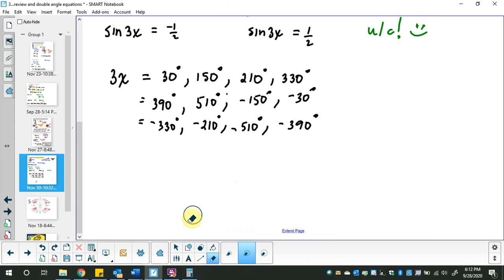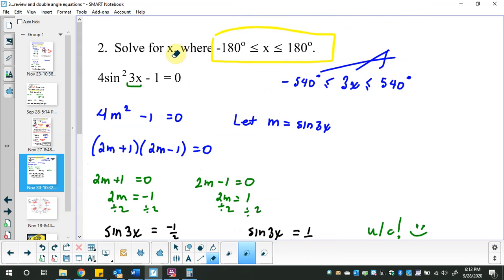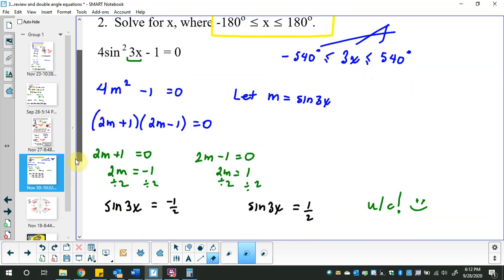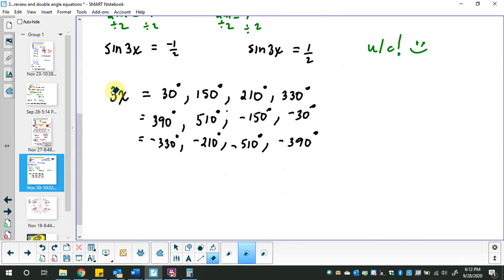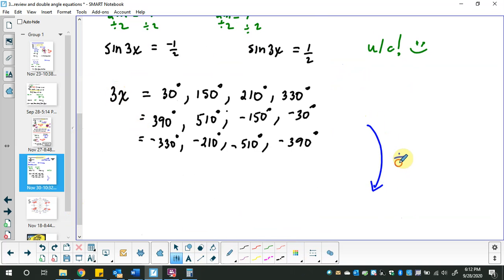Do you remember why? It's because we are looking for x, not an answer for 3x. So if this was a 2x, like the last two questions, your job is to divide by 2. It is not a 2, it's a 3. So you get to take all these answers and divide by 3. I just hope that sometimes you're aware of where you can cut down some work.